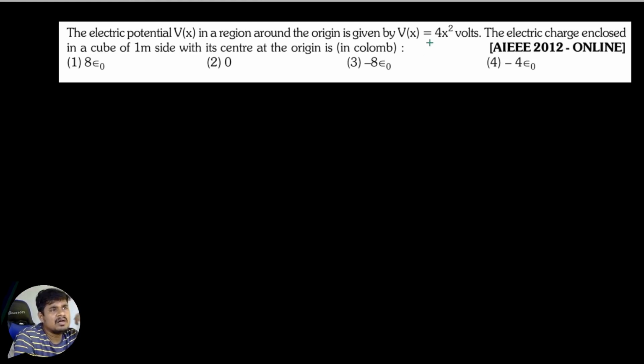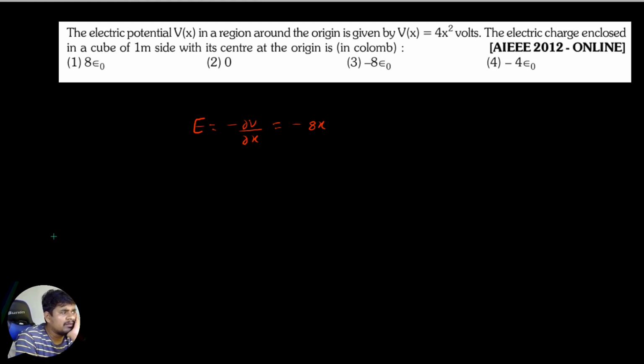So I will write the value of the electric field from here. E will be how much? That is minus del V by del x, because potential is a function of x only. So charge is distributed over the x axis only. So E will be minus of 8x. Electric field we got here as minus 8x.